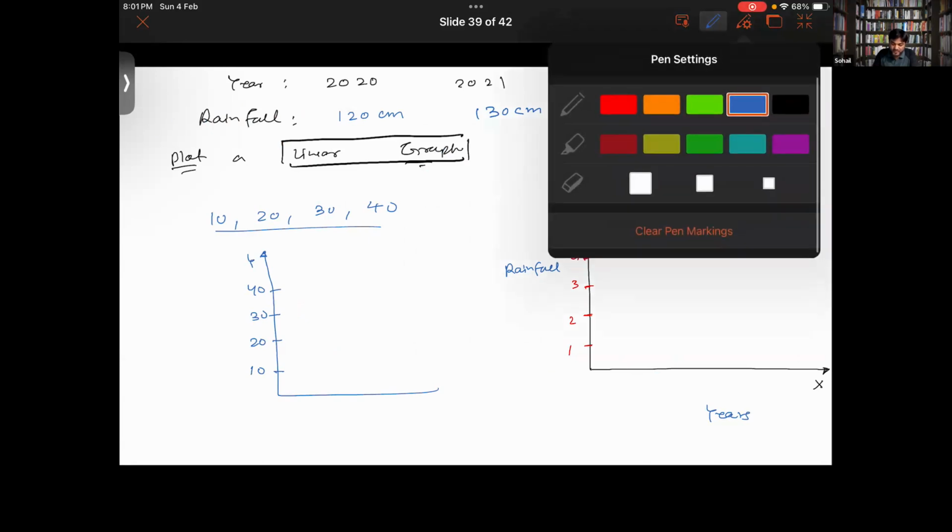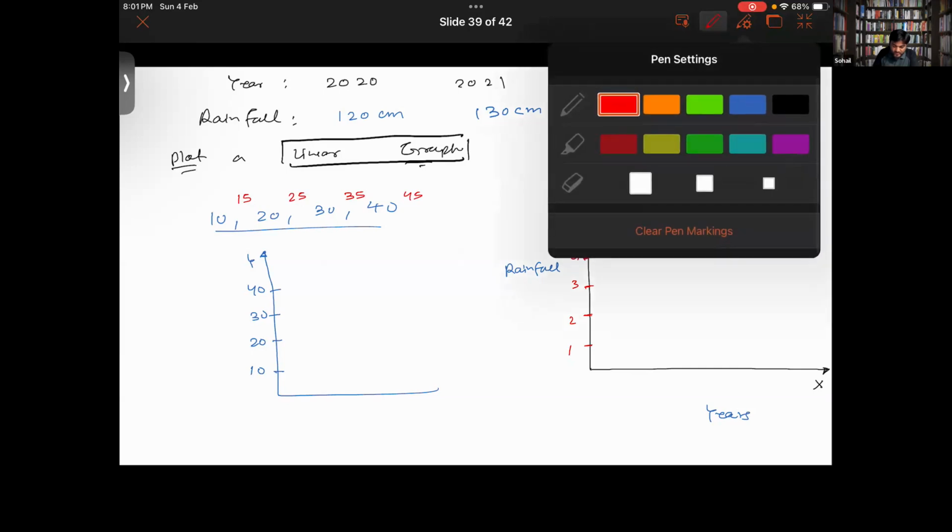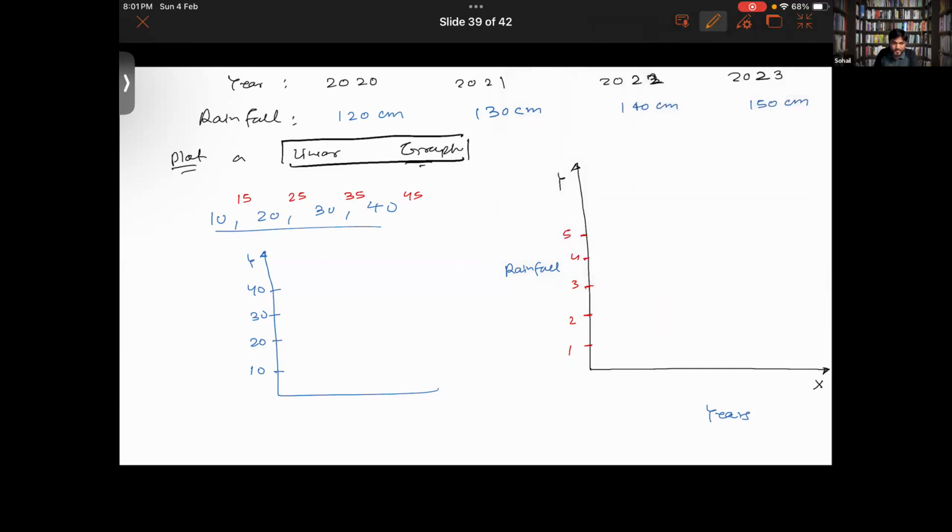What if the values were changed here? Let's say you have to show 15, 25, 35, or 45. That will also be easy, isn't it? Why? Yes, sir, we can take 5, 10, 15 like that. Exactly. So you can start from 5, then 10, then 15, then 20, then 25. Like this you can take. Or suppose if you were to plot this in the same graph, in between 10 and 20, 15 will be there, isn't it? Yes, sir.